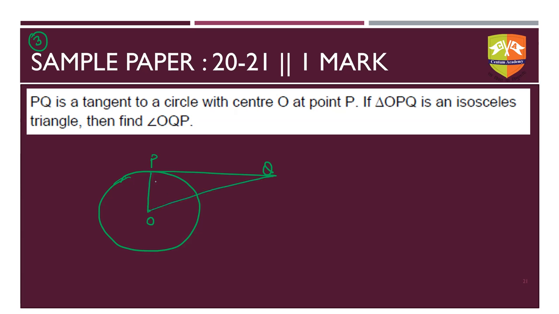Arey, yeah, this is very, very easy. OQP, what is this? 45 degrees, isn't it? So it's given that PQ is tangent, and triangle OPQ is isosceles. The only isosceles case is that this will be equal to this. There is absolutely no other way because OQ is going to be the hypotenuse and this is 90. So fair enough, if this is 90, this angle is 45 degrees. This is also 45 degrees. Okay, clear. So 3 marks in your kitty.